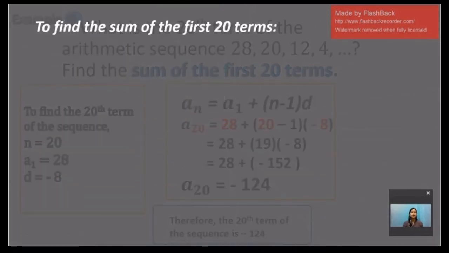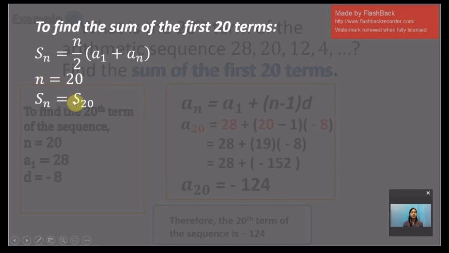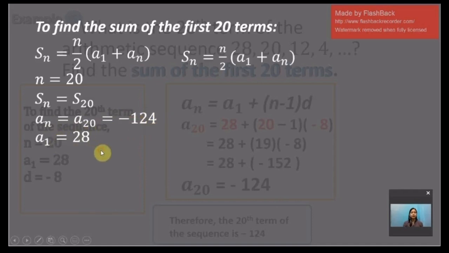Okay. So to find the sum of the first 20 terms, we can use this simple formula. S sub n is equal to n over 2 times the quantity of a sub 1 plus a sub n. We have the given values. We have n is 20. S sub n is equal to S sub 20. Ito yung hinahanap natin. Then a sub n is equal to a sub 20, which is negative 124. Then a sub 1 is 28.